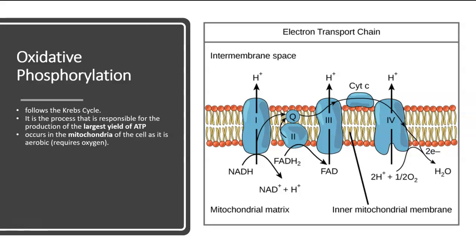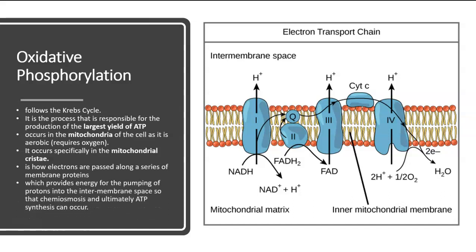This process requires oxygen. It occurs specifically in the mitochondrial cristae, and it is how electrons are passed along a series of membrane proteins. These membrane proteins provide energy for the pumping of protons into the intermembrane space so that chemiosmosis and ultimately ATP synthesis can occur.